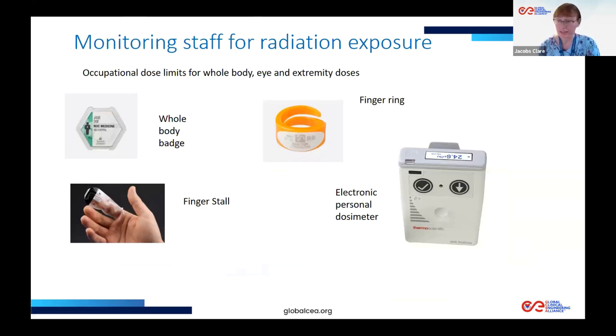Staff are monitored to ensure that they are receiving doses lower than the regulatory limits. So we typically wear a whole body badge, typically at chest level or waist. Finger rings as well are used, and finger stalls are particularly worn if you want to look at the dose to the fingertips. Often what's also used are electronic personal dosimeters, which give you a real-time update of the dose being received in terms of your whole body dose and your skin dose.